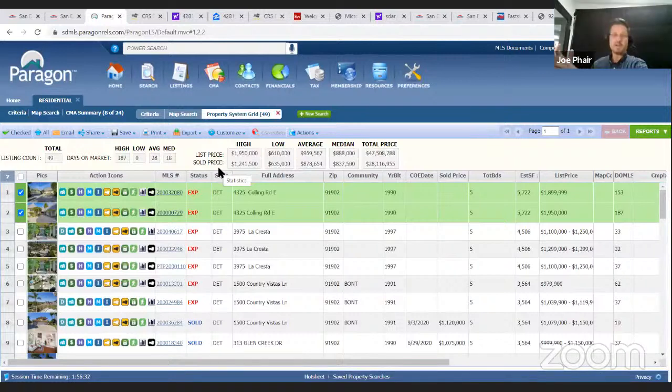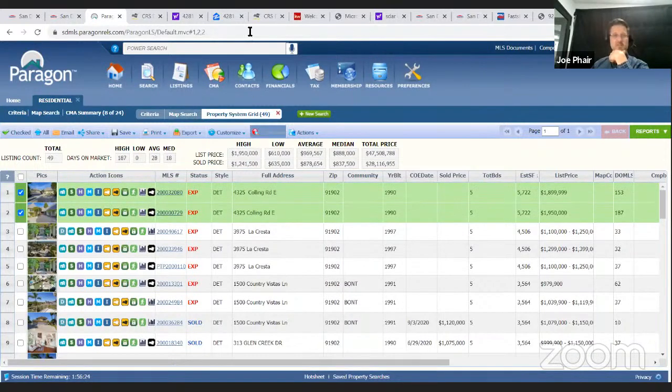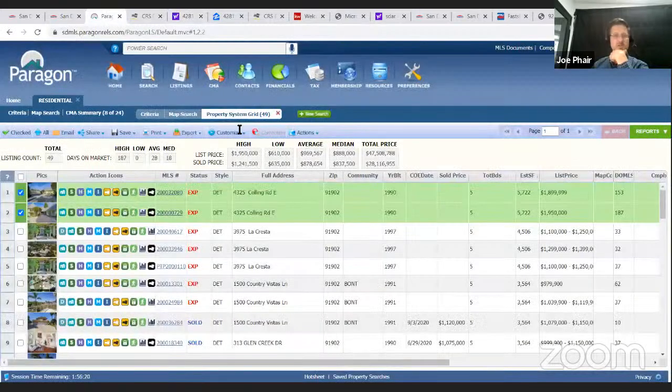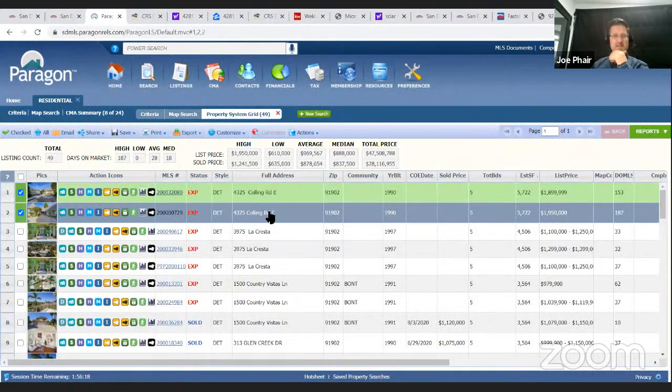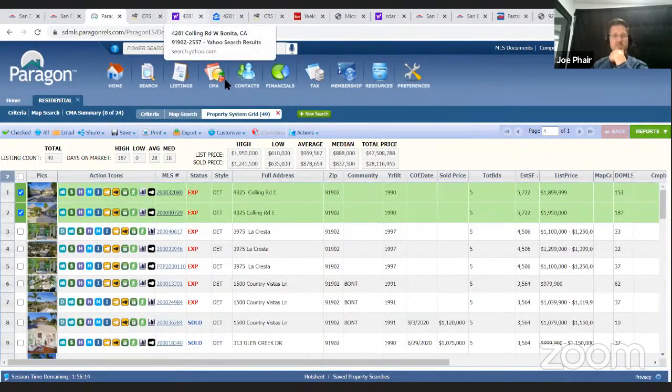No, you're totally right, actually. So if we look at these expireds at the top here, they're both on Coling Road, so they're several homes down. Our number is 4281. This is 4325, so it's the next block over. They're at the 3200 block, and our subject is the 2800, so it's the next block down.